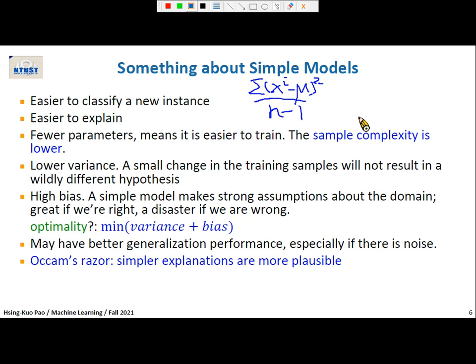From maybe two years ago, when you learned probability and statistics, when we learn how to estimate variance, the denominator is n minus 1 instead of n. If we use n, that would be an underestimate. So we use n minus 1.